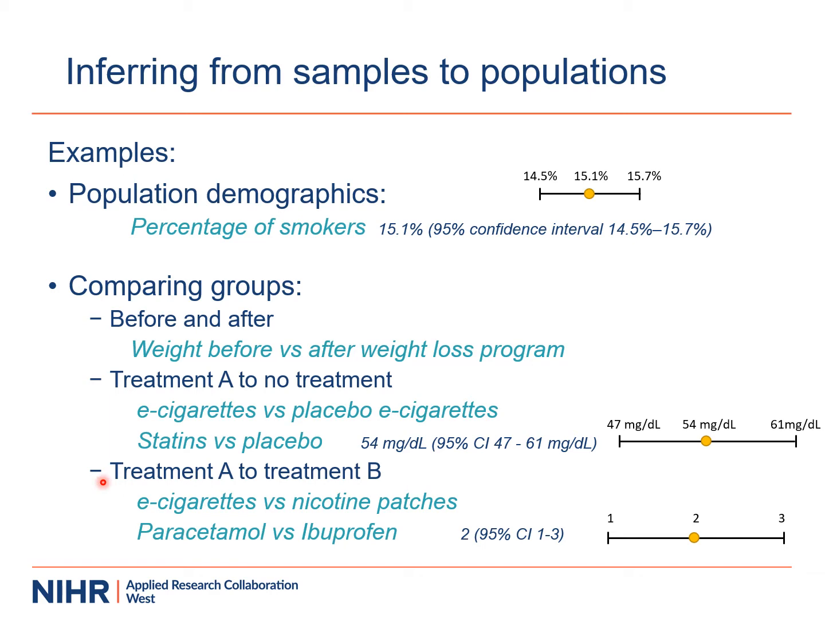And finally, you can also have studies that compare one treatment to another treatment. So this was also an example in this study of e-cigarettes, where they compared e-cigarettes with nicotine patches. Or another example would be paracetamol compared with ibuprofen, where they could measure pain scores, and even around these scores that do not have any units, you can draw a confidence interval.